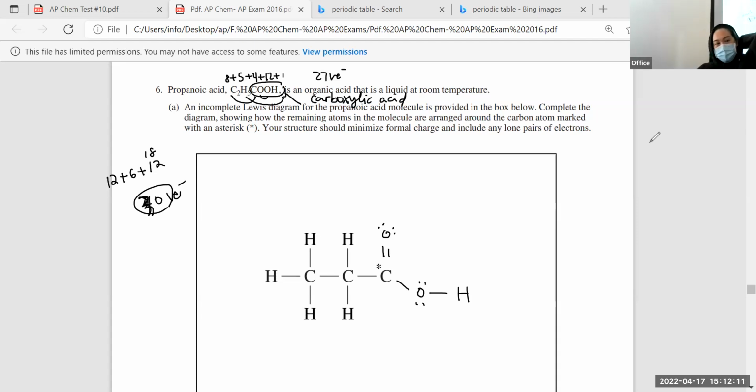I don't know. If you did draw it some other way and it works, it probably wouldn't work, even if the numbers add up, because they want you to minimize formal charge. Right? This is the only thing that'll work. 1 point.